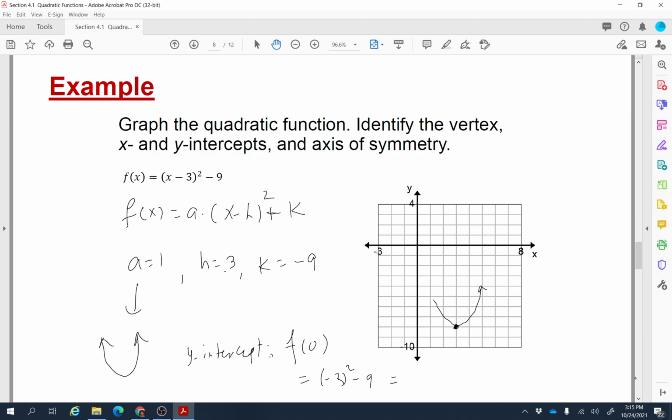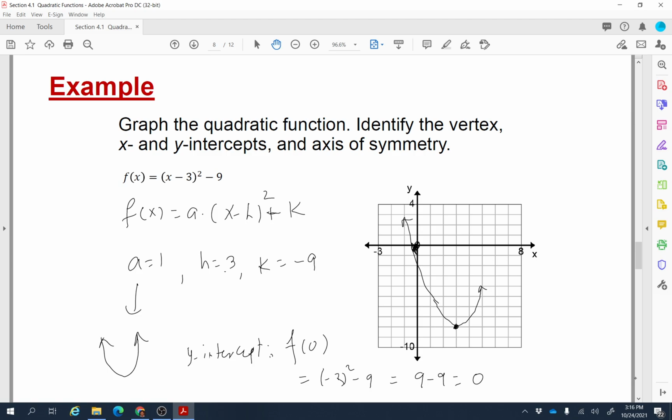So what is that? Negative 3 squared minus 9, which is 9 minus 9, which is 0. Negative 3 squared means 9. So this is the point where the graph passes through. So that is one point.